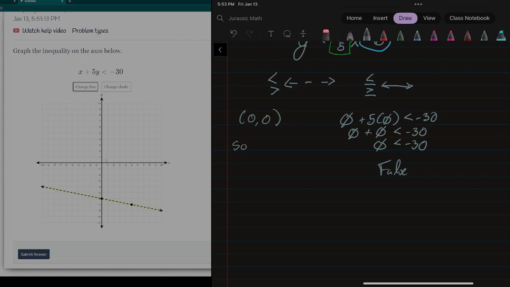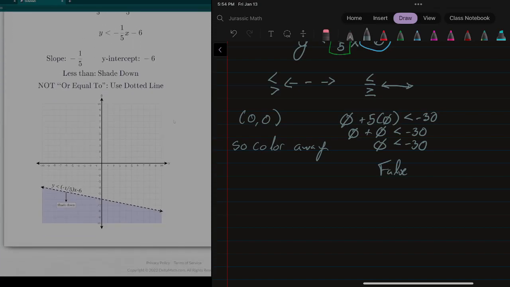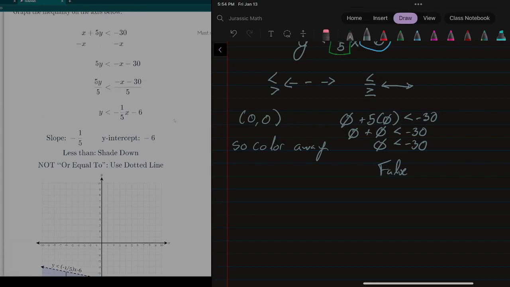So color away. So instead of coloring the top side like this, I want to color away from 0, 0, which means we are going to color on the bottom. Hit submit answer. And voila, we got it correct. That's all there is to this.